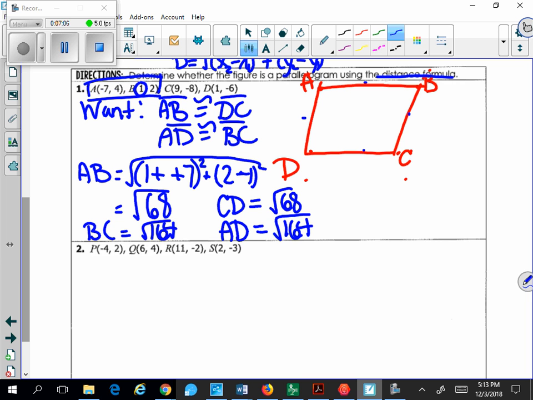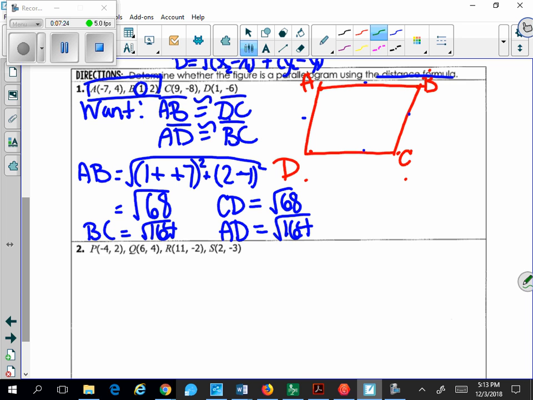Now don't even bother putting these into your calculator to figure out what radical 68 really equals. Because I said that I want AB to be congruent to DC and for AD to be congruent to BC. So let's see if I've got that.